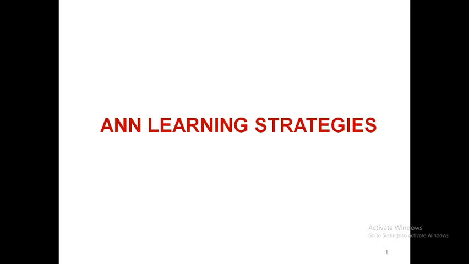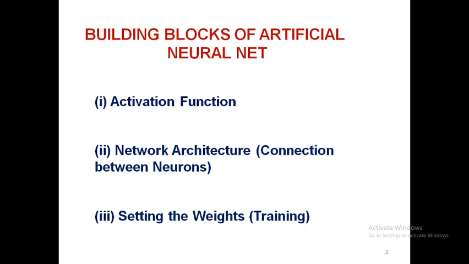Good afternoon all. In the last class we saw various activation functions and ANN architectures, the ANN building blocks. In today's session we will see ANN learning strategies. What are the different kinds of learning strategies? We have covered the activation function and network architectures. Next we'll see setting the weights. Setting the weights means the training methods. So what are the various training methods or learning strategies for ANN?